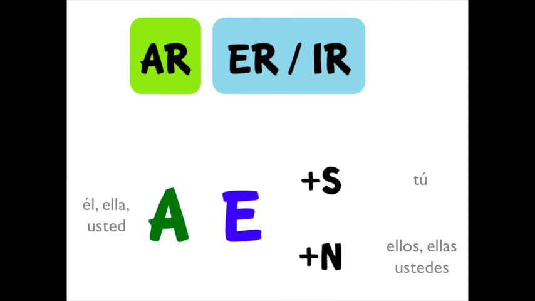Now we're going to hook on mos. This gives us the nosotros form, but there's one thing to watch out for. Although amos and emos give us the we form for AR and ER verbs respectively, for IR verbs, we're going to change our vowel sound to imos, with the letter I, not the letter E. Let's take a look at some examples.